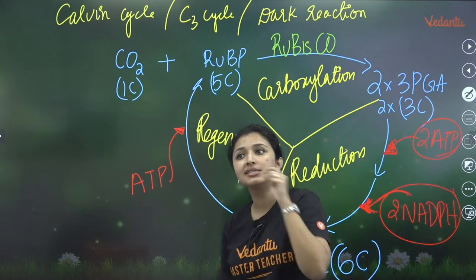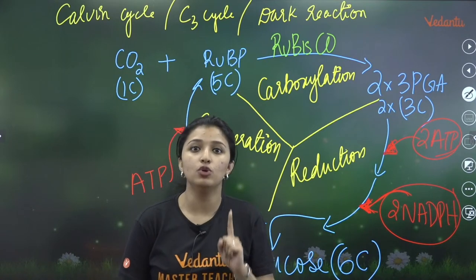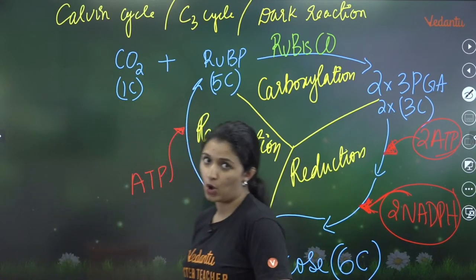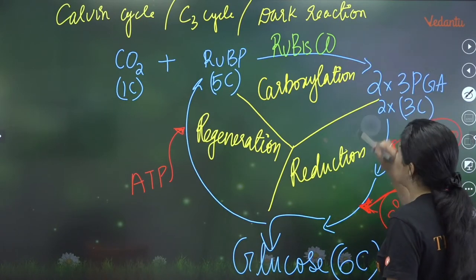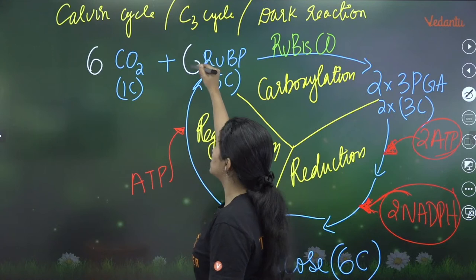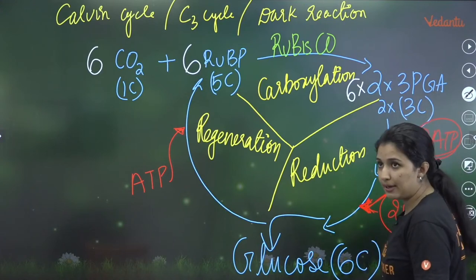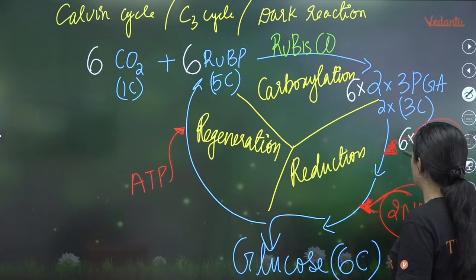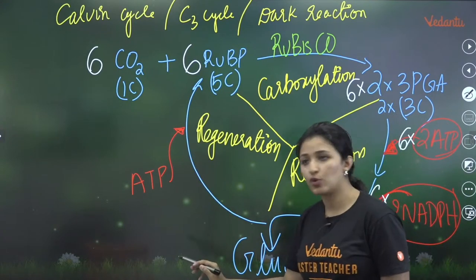We need this to happen 6 times for the plant to make one molecule of glucose. It has to undergo this carboxylation and reduction at least 6 times. So, here we are going to multiply everything by 6 and then we will get the correct calculation. Here we require 6 molecules of carbon dioxide, 6 molecules of RuBP. That means here we have 6 into 2 molecules of 3-PGA, that is around 12 molecules. From those 12 molecules, ATP you will need 6 into 2, NADPH also 6 into 2, and you will make 1 molecule of glucose only.